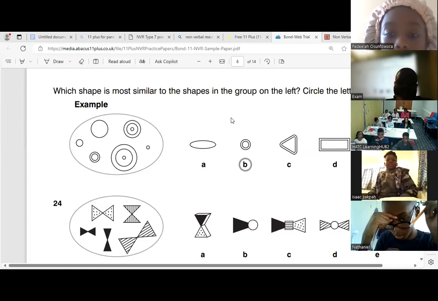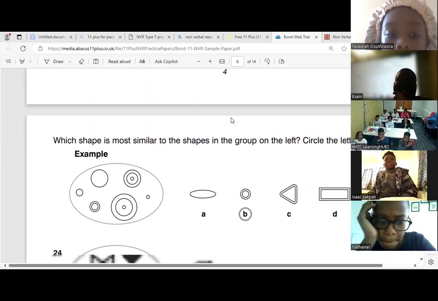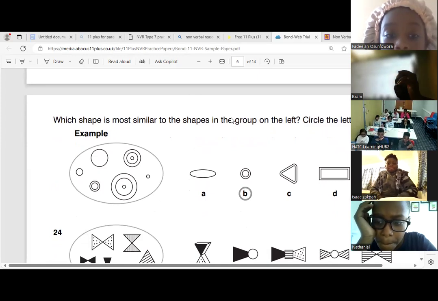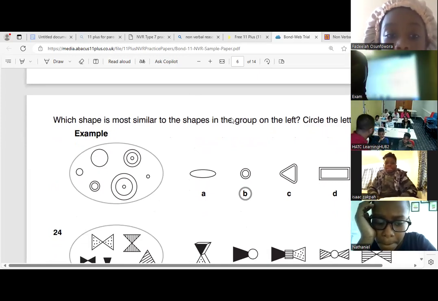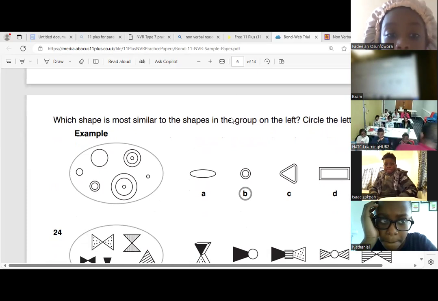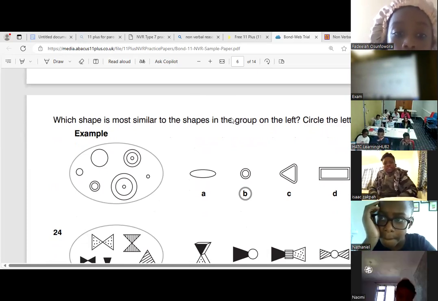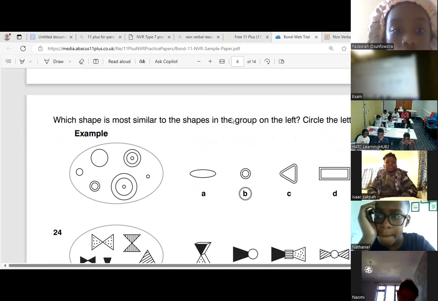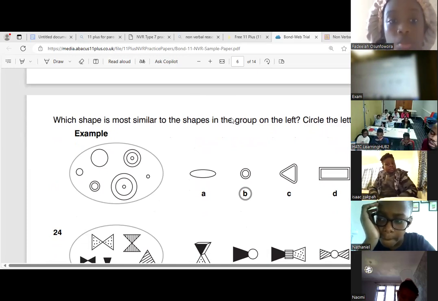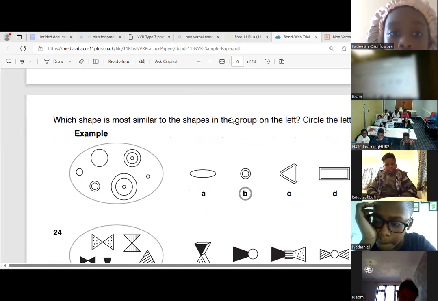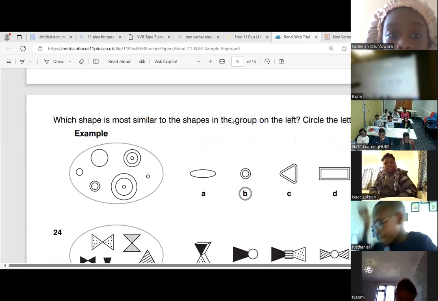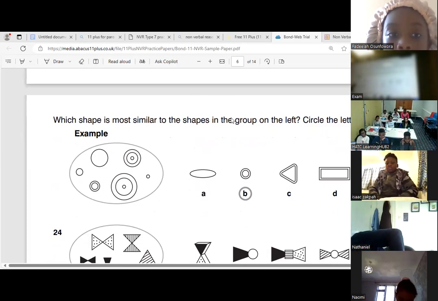The question will say, for example, which shape is most similar? You see, they are not saying most like. Am I making sense to you? They are not saying like shape. They said most similar, but it's still the same thing, right? It's most similar to the shapes in the group on the left. So again, what do we need to find? What stays the same? Ones are easy because you're only looking at the shapes that are inside a group.